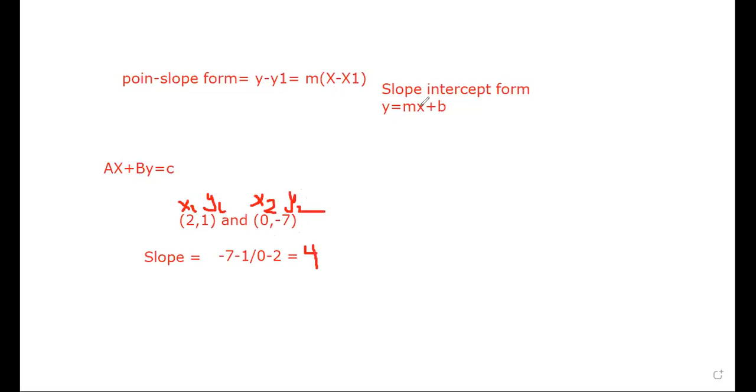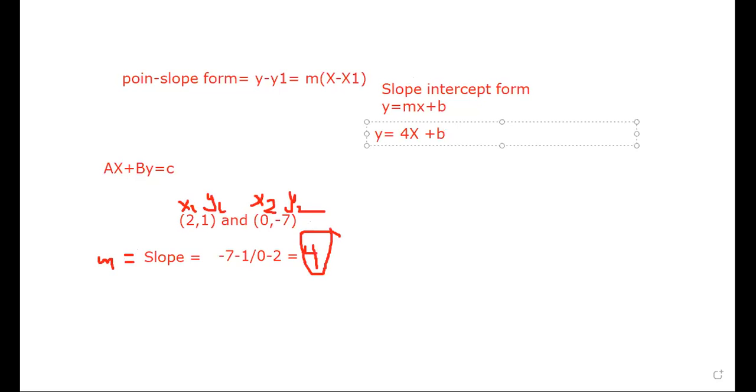Then the general form was y equals mx plus b. And in the first step we already calculated what? M, the slope. So we are going to take the slope and go back to the original equation, and substitute the value of m, which means it will now be y equals 4x plus b.